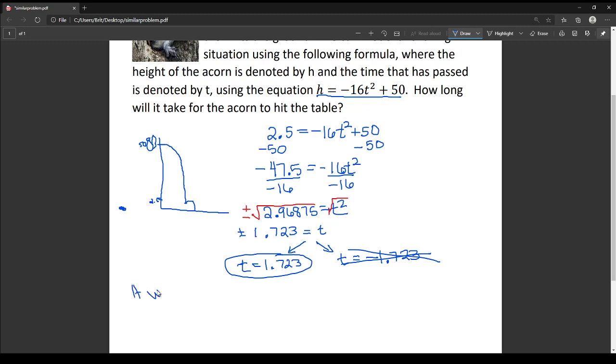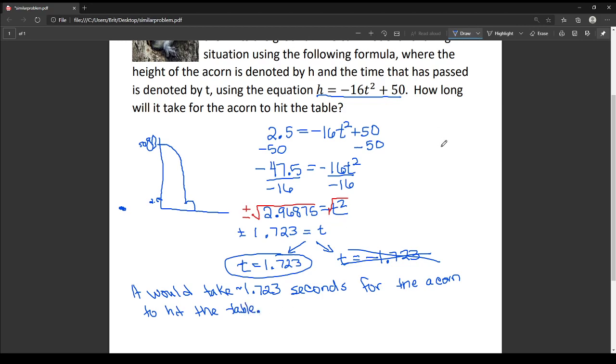So it would take approximately 1.723 seconds for the acorn to hit the ground. Oh, not the ground. What did it hit? It hit the table, right? And then it hit the ground. There we go. So a word problem usually wants a word solution.